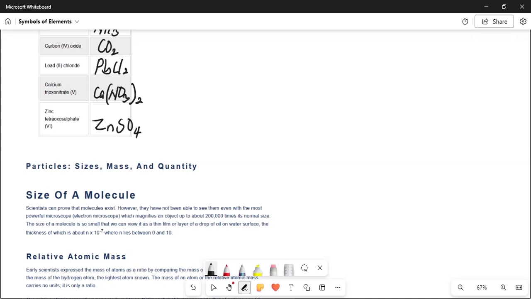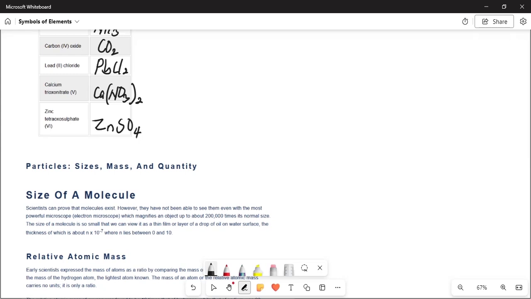So, summary: when we say symbol, we're talking about symbols of atoms. But formulae, we're talking about formulae of molecules of substances, either molecule of element or molecule of compound. And particle in terms of size, mass, and quantity.